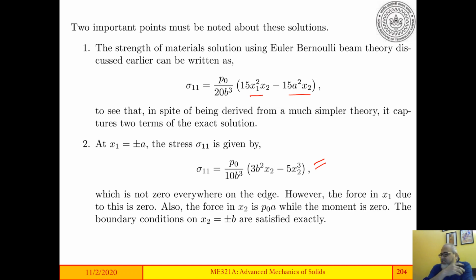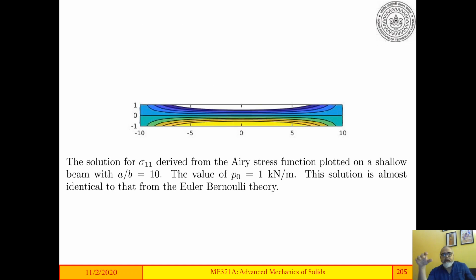Now, what is the significance of this? What is the price for this? Okay, the price is the following. So here is the solution that we just derived. And to plot this in MATLAB, I have used P naught as 1 kilonewton per meter and A by B equal to 10, which means this is a thin beam. Its length is much more than its depth. So this is the variation of sigma 1,1.